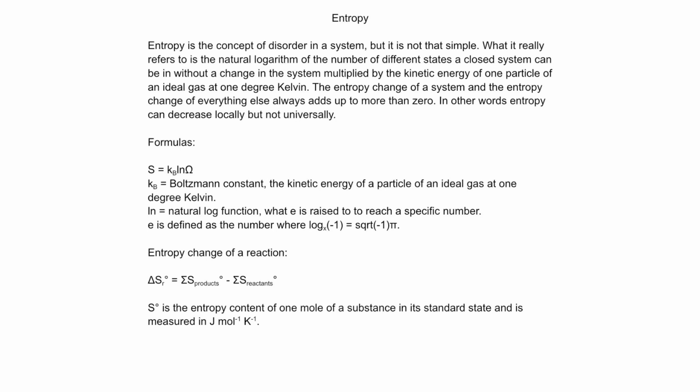The entropy change of a system and the entropy change of everything else always adds up to more than 0. In other words, entropy can decrease locally but not universally.